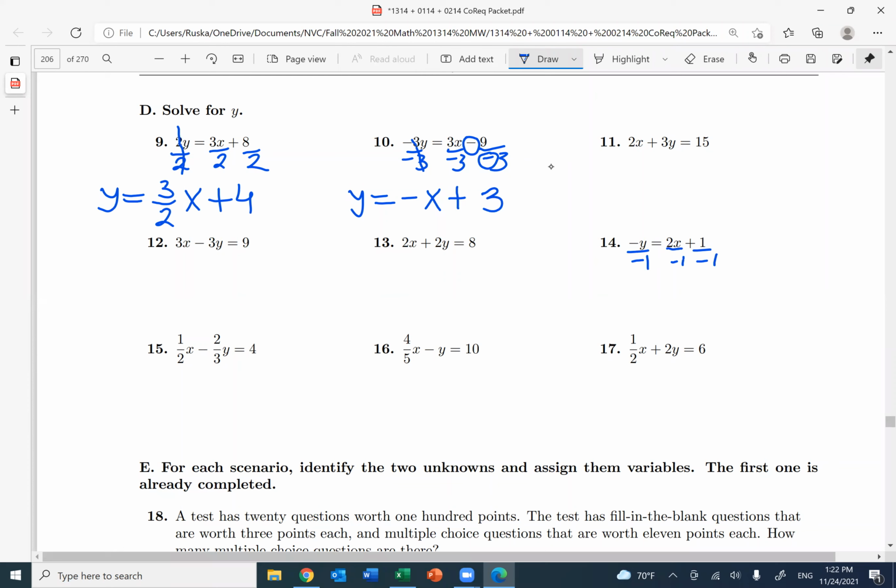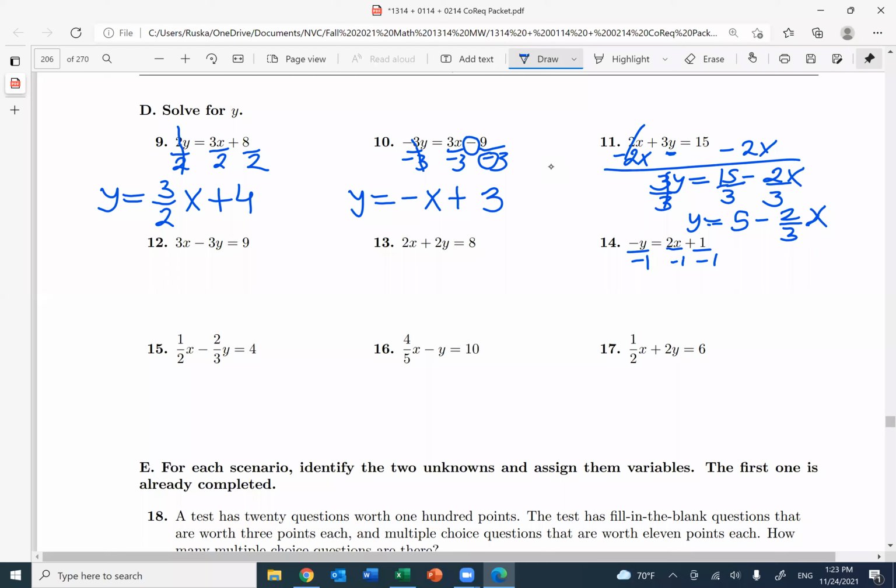Now let's do number 11. Number 11, you have to get y by itself. So first you have to subtract 2x, move the 2x over, and then divide. So you're going to get 3y equals 15 minus 2x, doesn't matter which one is first, and divide both sides by 3. So you're going to get y equals 5 minus 2/3 x. Okay, so that's how you do 11.